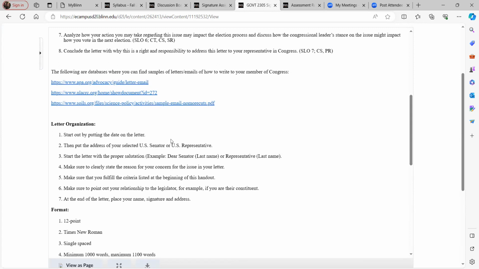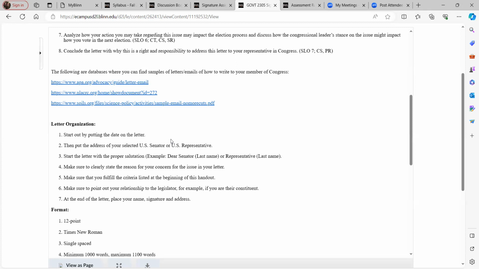Because you're going to style it like a letter, you start out by putting the date, then the address of your selected U.S. senator or representative. It can either be their Washington D.C. address, or you could also put their Texas address. I know the senators have multiple addresses. I know Senator Cruz has one in Houston. He lives in Houston, but he's also got some in other parts of the state. So you can pick one of those addresses and put it on there.